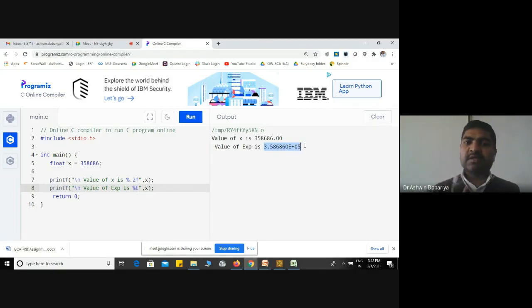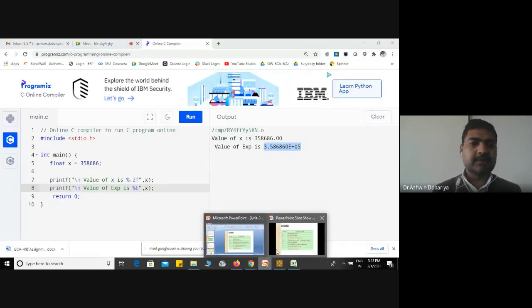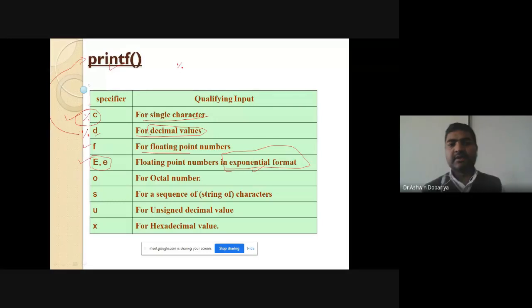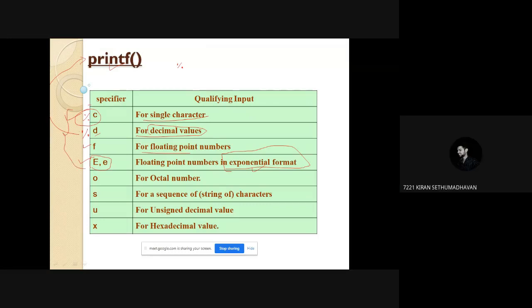So how can you represent it in a different format? Using the format specifier percentage E. So I think all of you are aware of that. Clear? This is clear, all of you? Yes, sir. Right?